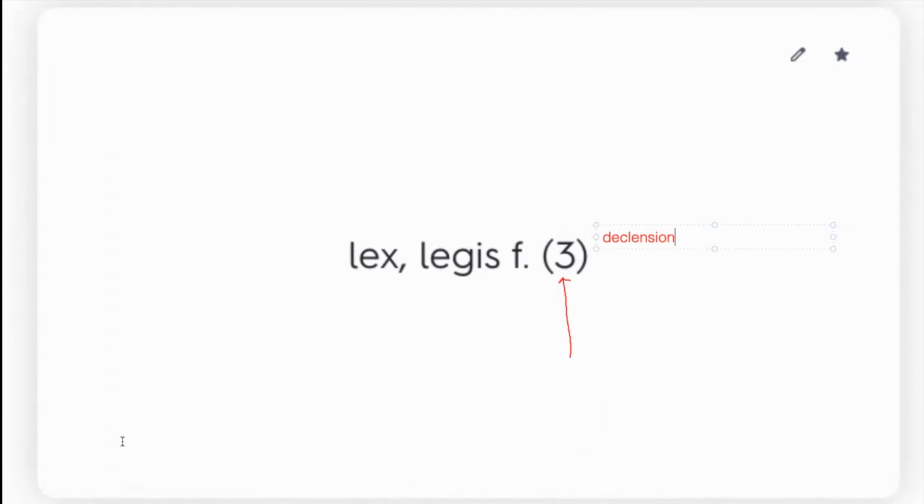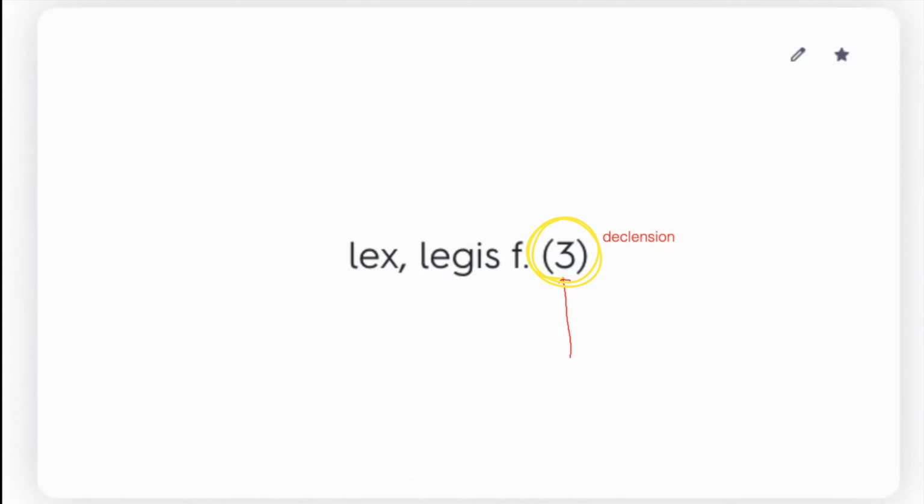Next is an example of a third declension noun. Here is the full dictionary entry for the noun lex legis. You can see here that lex legis has a different stem in the genitive singular, which is why you cannot abbreviate this noun in its dictionary entry. You cannot just write the genitive singular case ending.